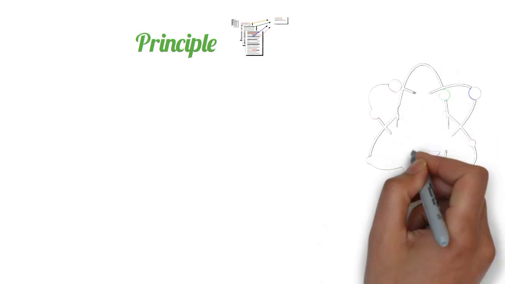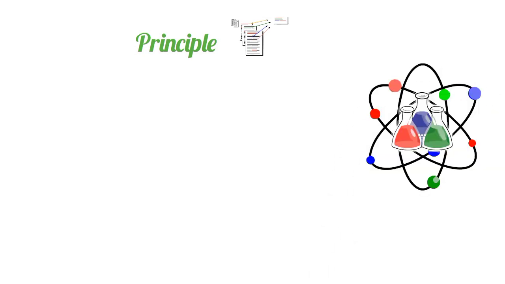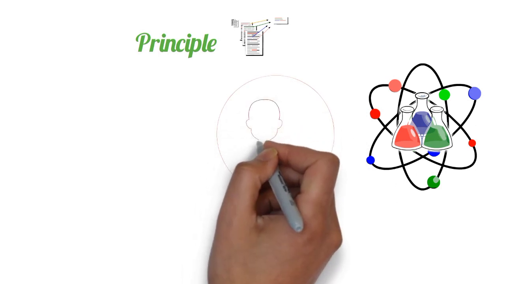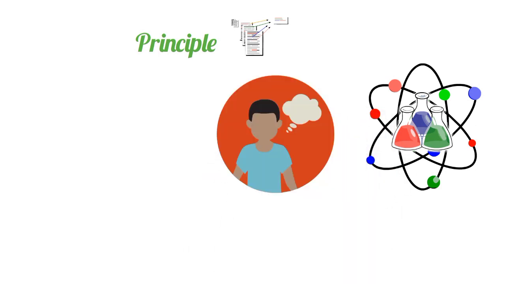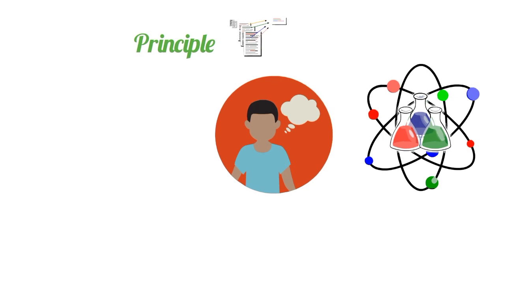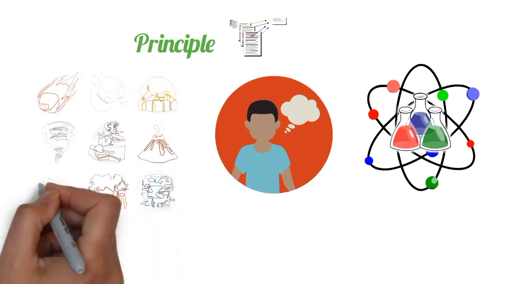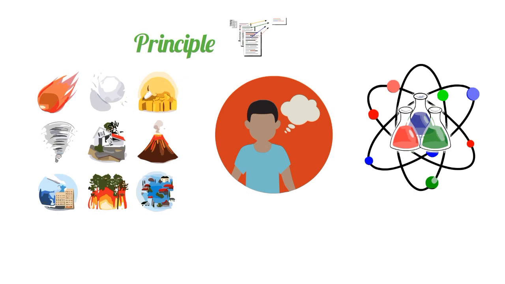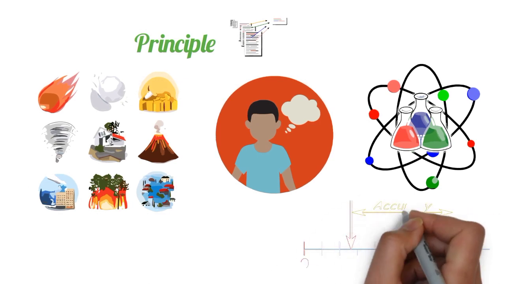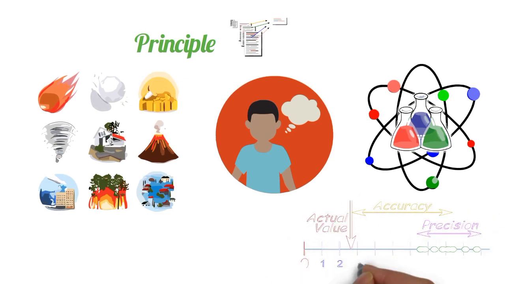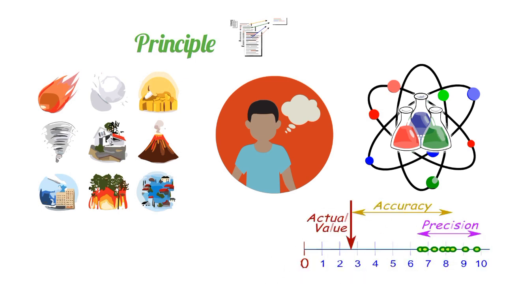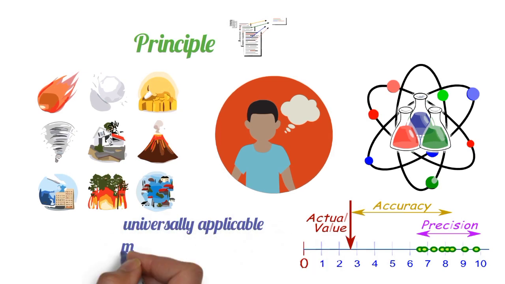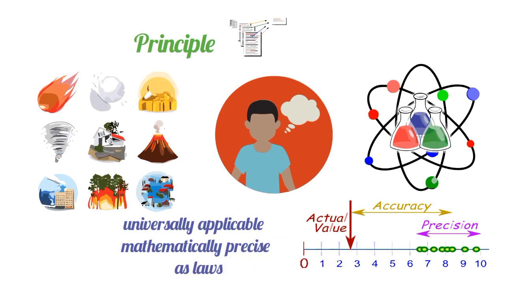Principle. Principles, sometimes referred to as scientific principles, are general guidelines or fundamental truths that help explain natural phenomena or guide scientific processes. They are broader and more general than laws and are often used as foundational concepts in a specific field of study. Principles may not always be as universally applicable or mathematically precise as laws, but they play an important role in shaping our understanding of the natural world.